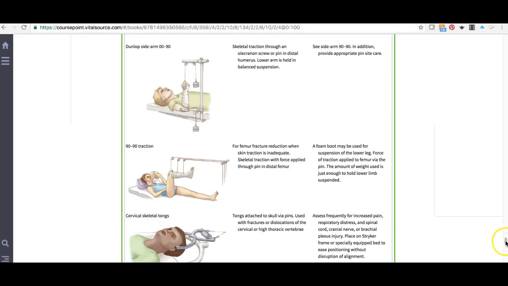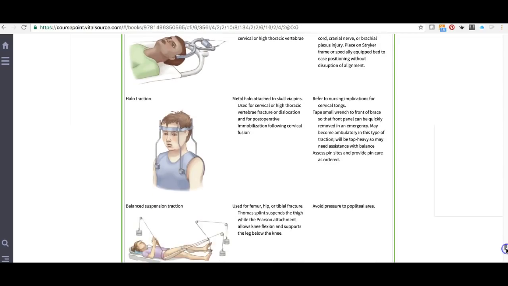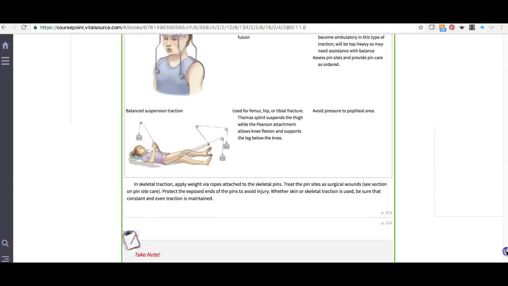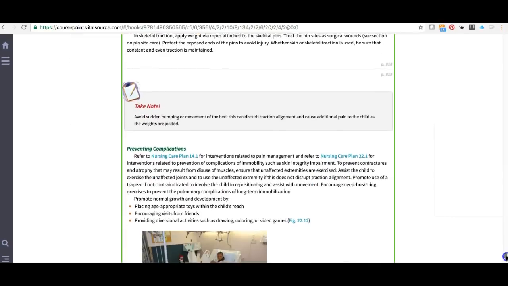Cervical traction and a halo traction. Here's a halo traction right here. If you have a spinal cord fracture, they want to keep your spinal cord as straight as they can. So you'll have pins. This looks horrible. You'll have pins into your skull, and it puts the halo on and maintains that alignment of the spinal cord. Okay? So know your tractions. You'll be the smart one on the unit.